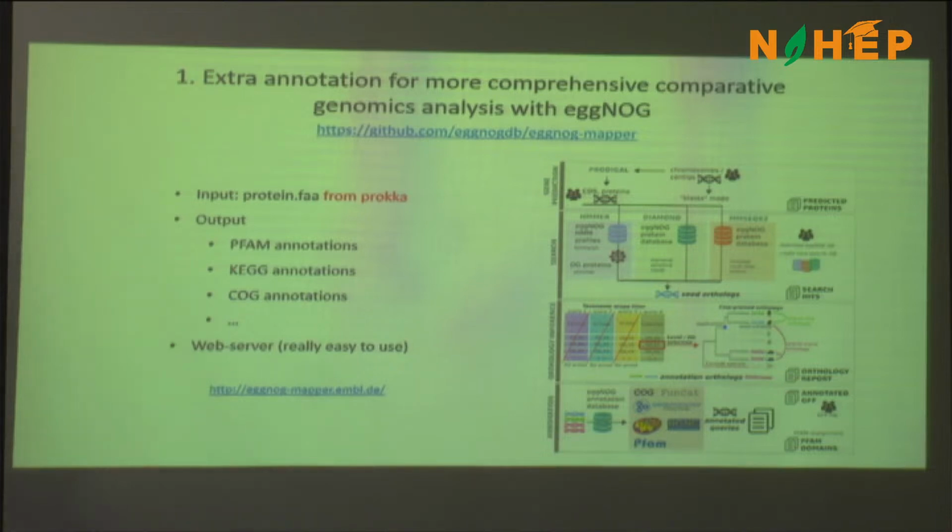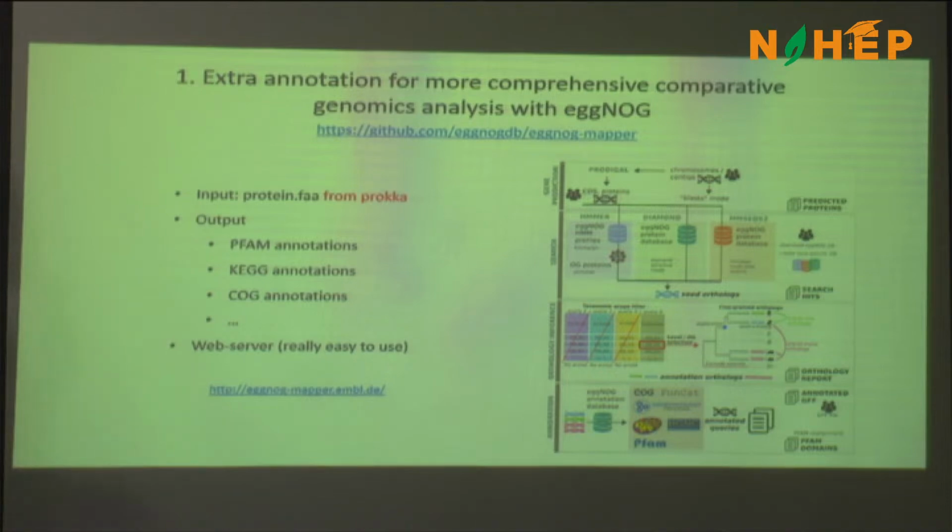One that is really nice and really easy to use is the eggNOG annotation. Why? Because it is really simple. You just give it the .faa file from Prokka, and it will annotate with databases such as the ones Victor mentioned: Pfam, KEGG, COG, and multiple more. It also has a web server version where you can just upload your FASTA sequences, and it will give you a functional annotation about them.